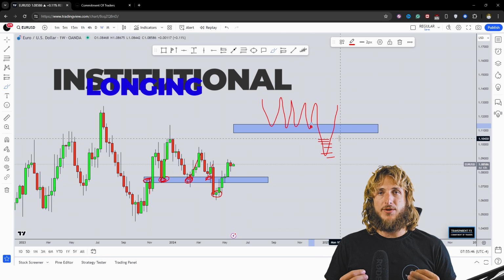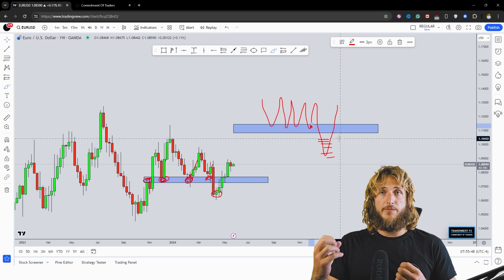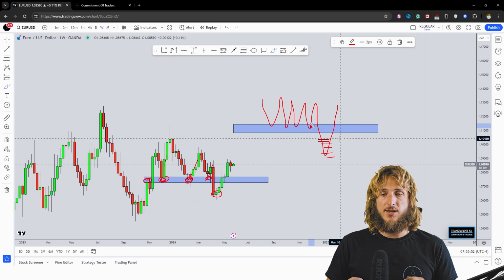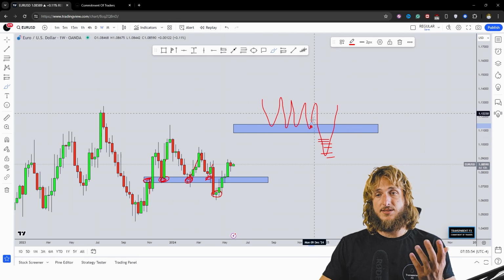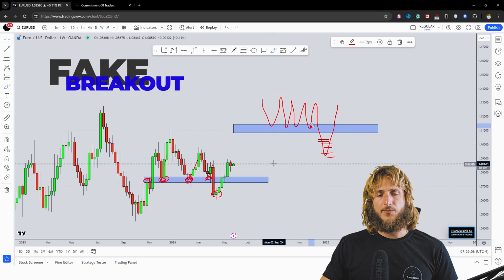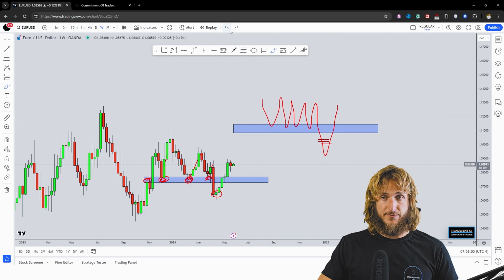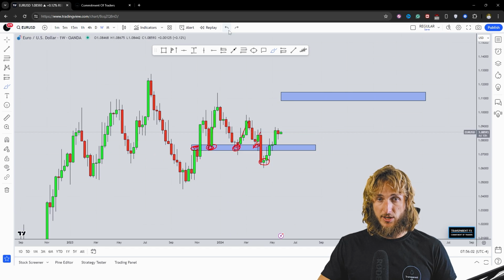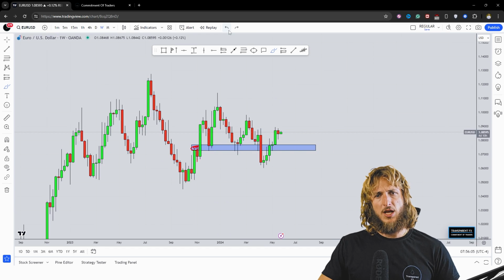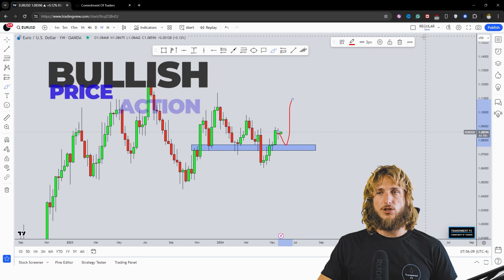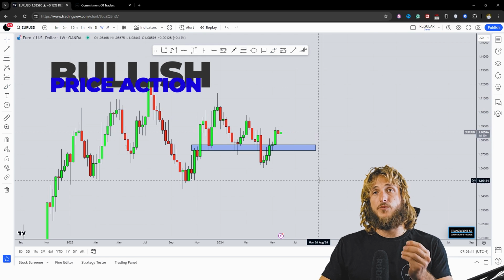Because you always have to remember that if they want to buy, for every buyer there needs to be a seller in the market. And if there aren't enough sellers, they can artificially create sellers by creating a fake breakout. And this happens both to the downside and to the upside. You probably noticed fake breakouts yourself already in the market. It is quite common. So in a situation like this, there is a possibility to see a test of this level and then a potential rejection to the upside away from this zone.